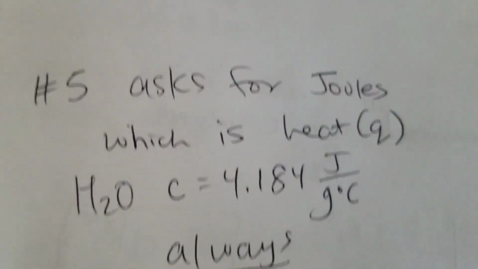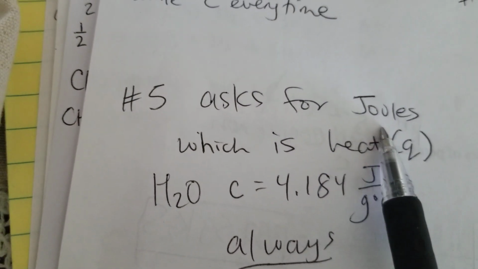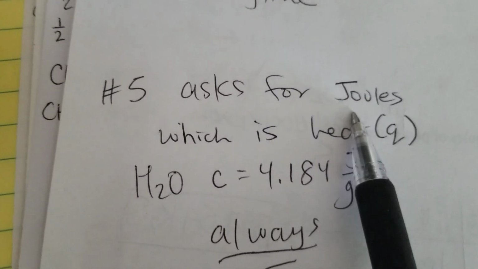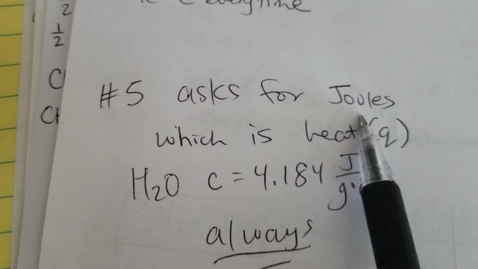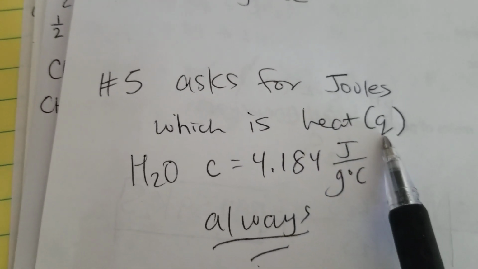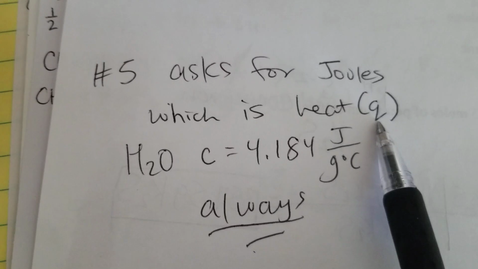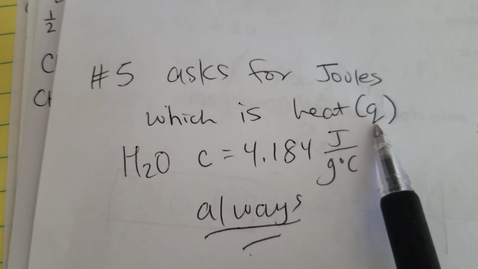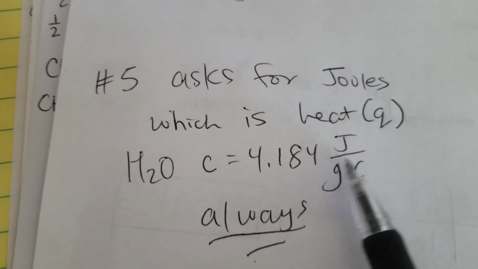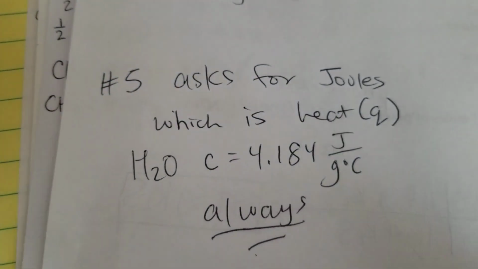Number 5 asks for joules. Remember in the notes, I told you there's two different units of heat, joules and calories. Joules is a unit of heat. Heat is letter Q. So you're just going to solve Q equals MC delta T. You're just going to multiply the mass that they give you, the specific heat of water, and the change in temperature.